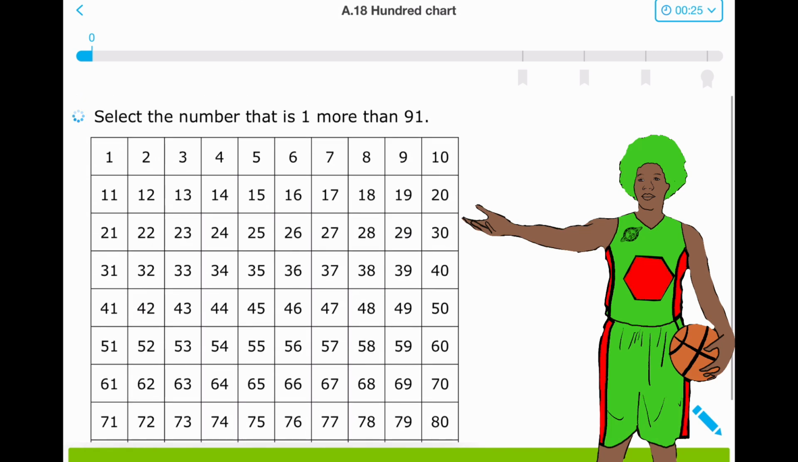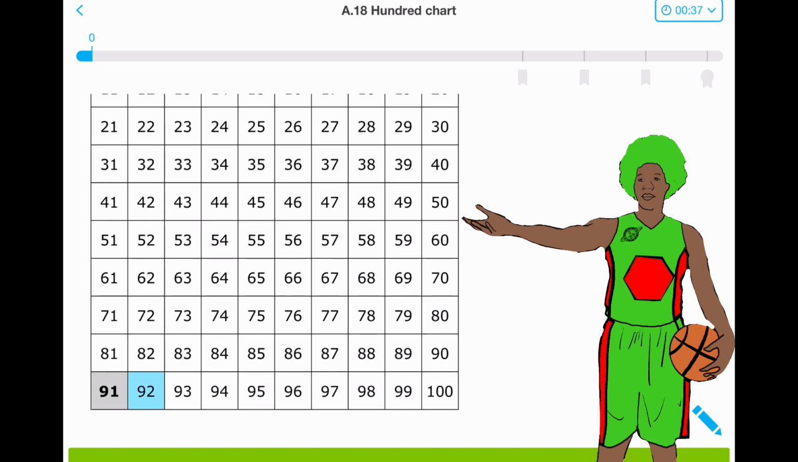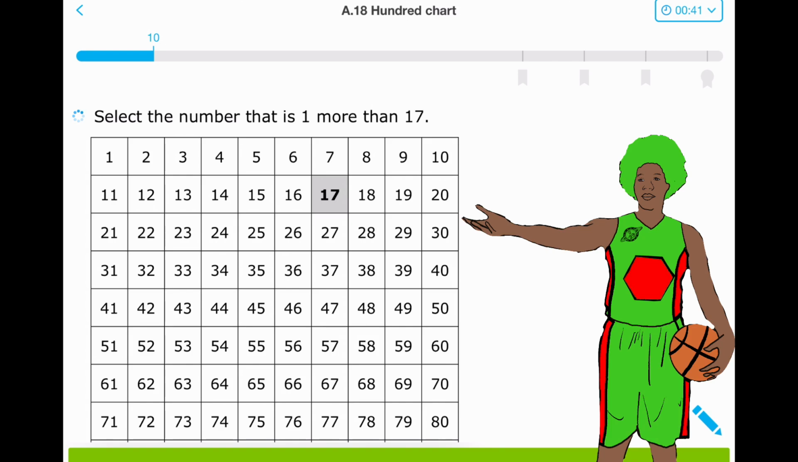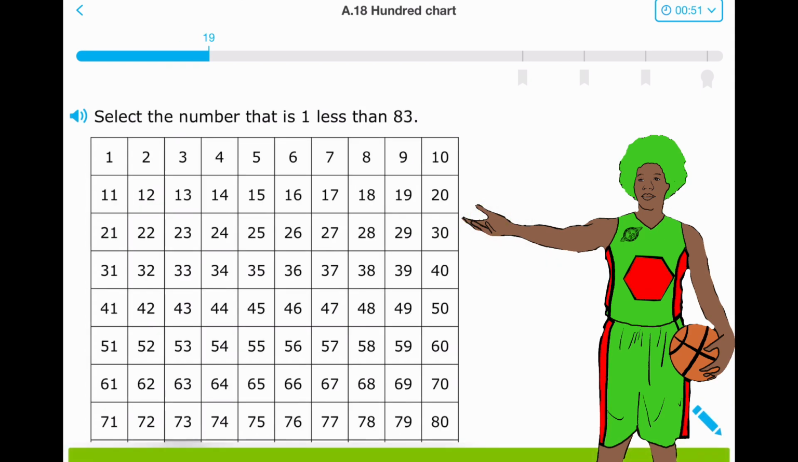It says, select the number that is 1 more than 91. Okay, so select the number that is 1 more than 91. So we go to 91 and we count up one more, 92. Okay. Select the number that is 1 more than 17. Okay, we go to 17 and then we go up one more and we have 18. Okay.